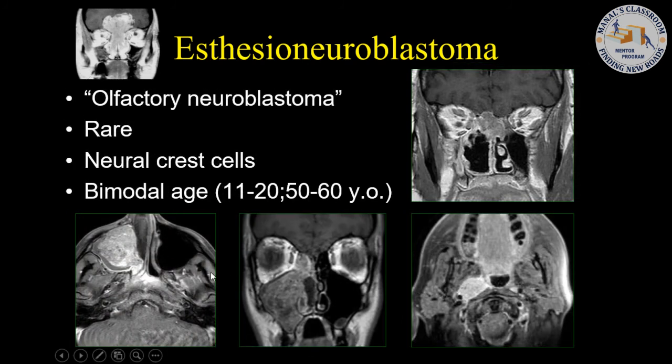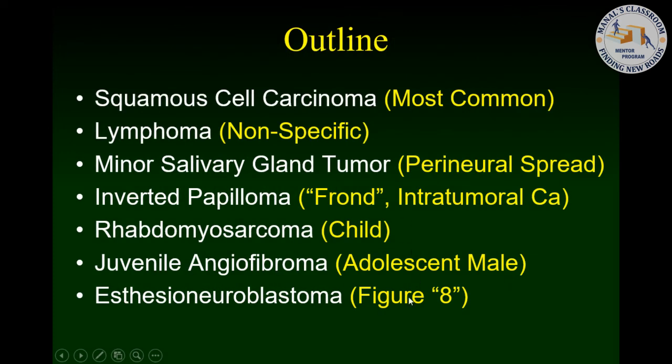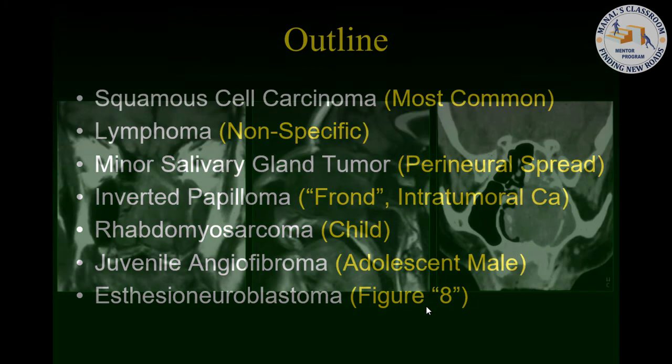Realize they can also have a standard appearance as well. So they can also have a non-specific appearance too. So this was just an example of a recurrent esthesioneuroblastoma up in the high nasal cavity. So for esthesioneuroblastomas, what we look for is this figure 8 appearance.